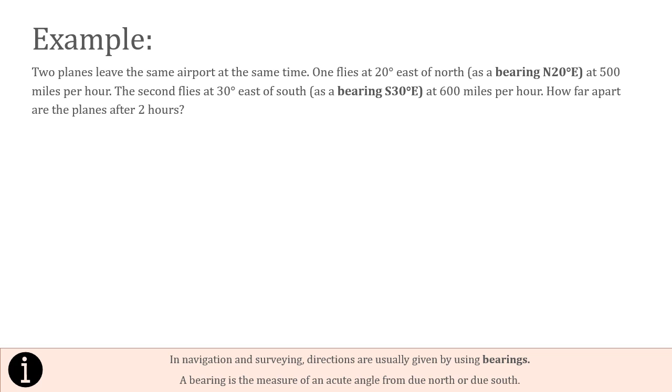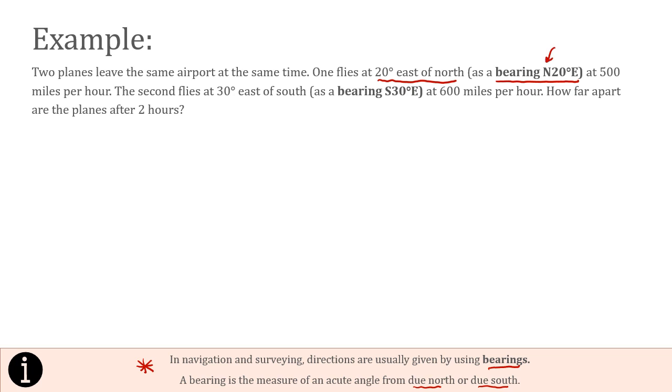Now, one part that I skipped over reading was when I said that one flies at 20 degrees east of north. As a bearing, we would write that as north, 20 degrees east. In navigation and surveying, directions are usually given by using bearings. What is a bearing? A bearing is the measure of an acute angle, so less than 90 degrees, from due north or due south. That's why this one started with north.